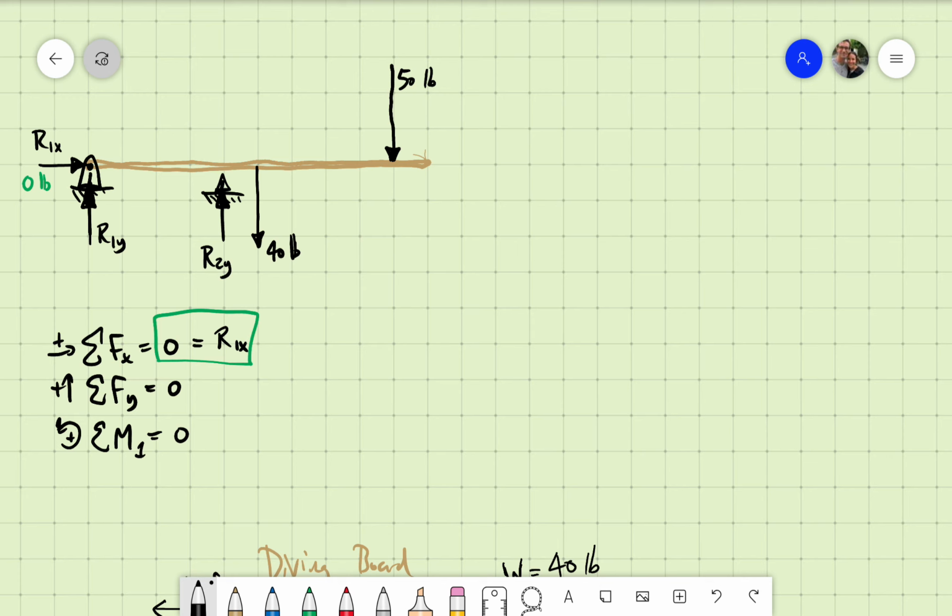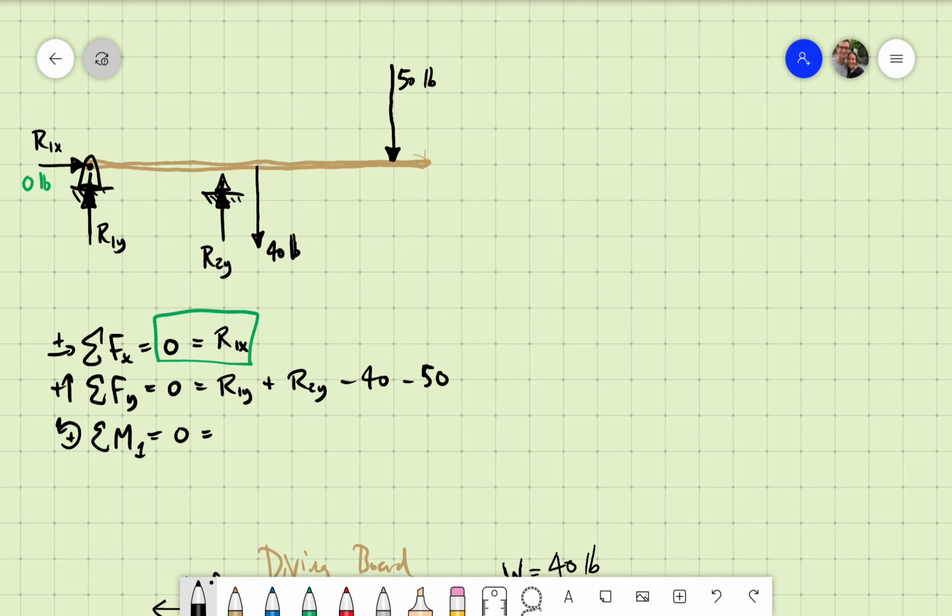My diagram's way cleaner. Adding up the vertical forces, we have R1y plus R2y minus 40 pounds minus 50 pounds. And notice that actually didn't change. The person walking out doesn't change how much the Earth's gravity is pulling them down. And that's all the vertical force sum takes into account, is just gravity down, things back up. Walking around doesn't change that.